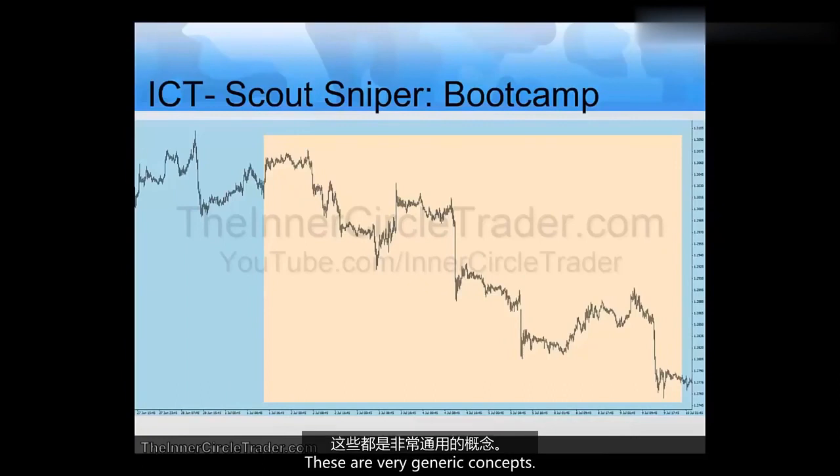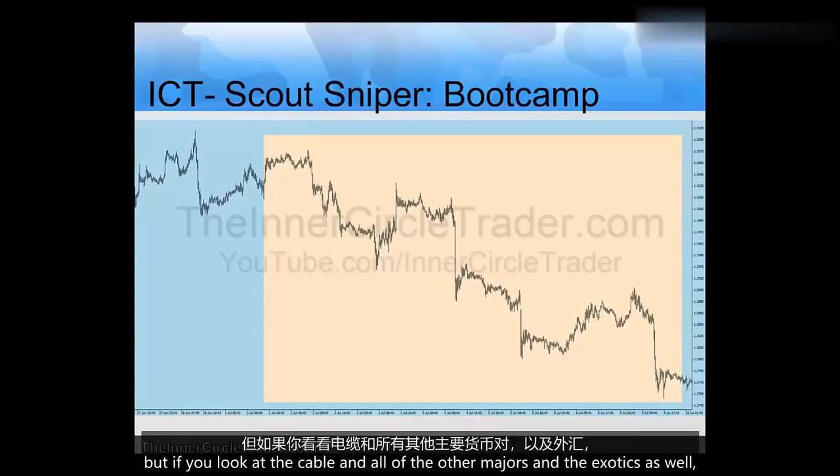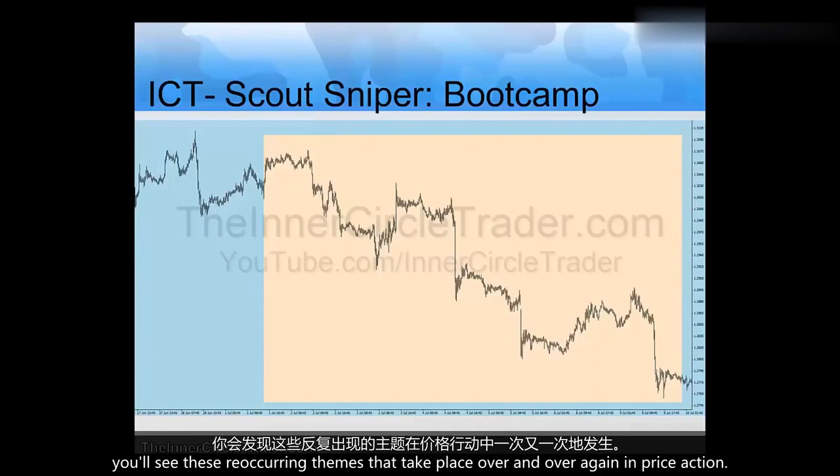These are very generic concepts. They do not fall out of favor. They're not a fad, gimmick, indicator. These are essential core tenets to price action. And I promise you, if you apply these things, not only just to the fiber pair, but if you look at the cable and all of the other majors and the exotics as well, you'll see these reoccurring themes that take place over and over again in price action.